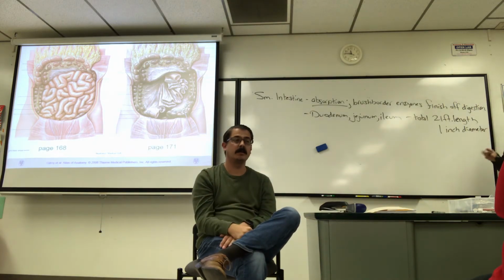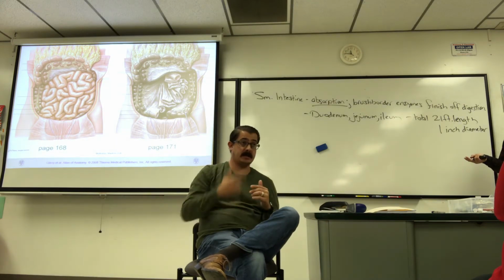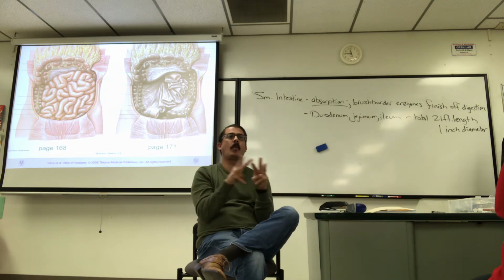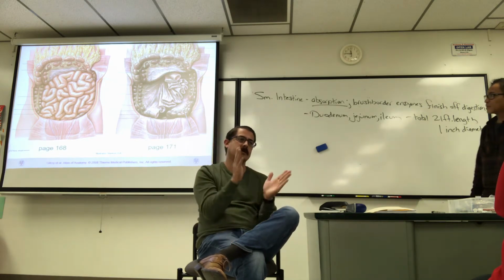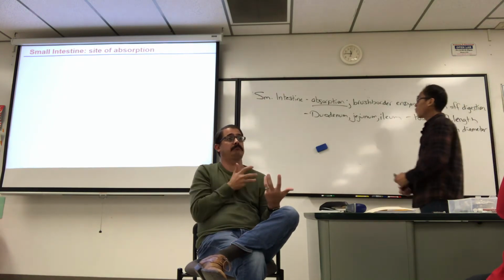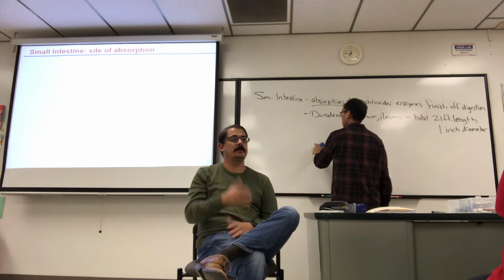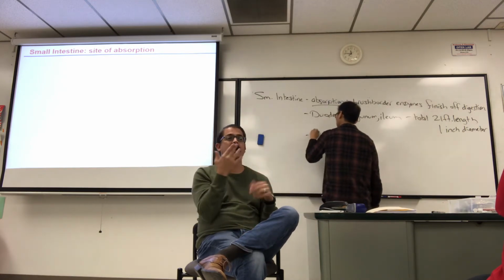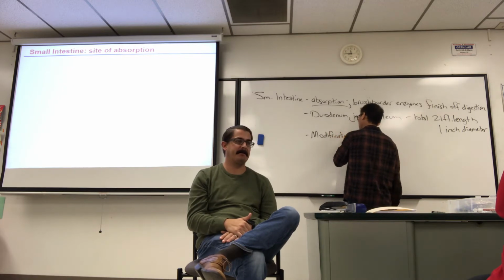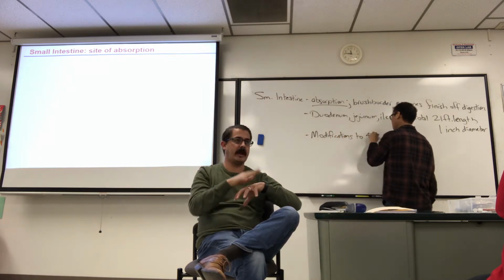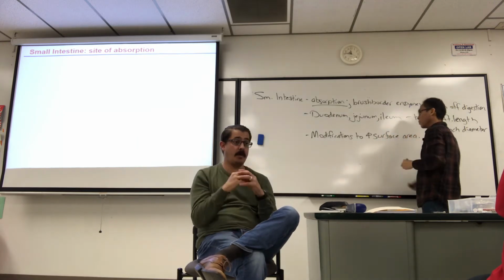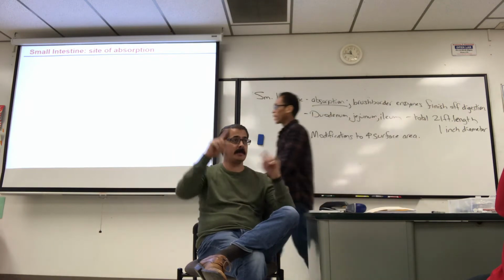There's small intestine, there's large intestine. The small intestine is longer, but the width is smaller. So that's why it's the small intestine. The main job is absorption, and it's modified well for absorption. What I want you to know are modifications to increase surface area. Because if you have more surface area, well, you can accomplish absorption better. More area to absorb food.